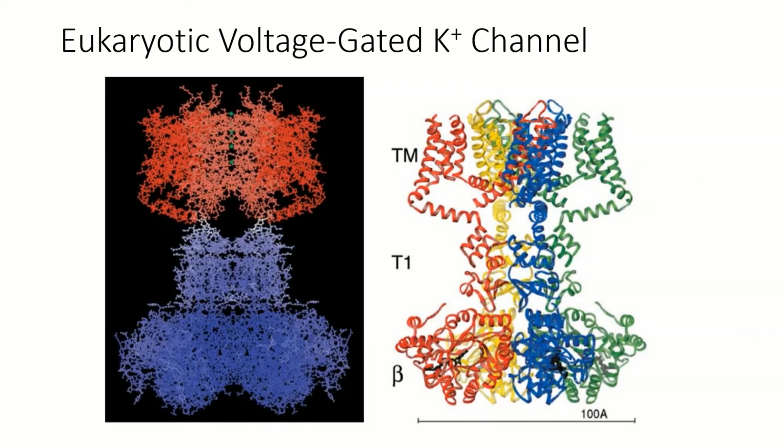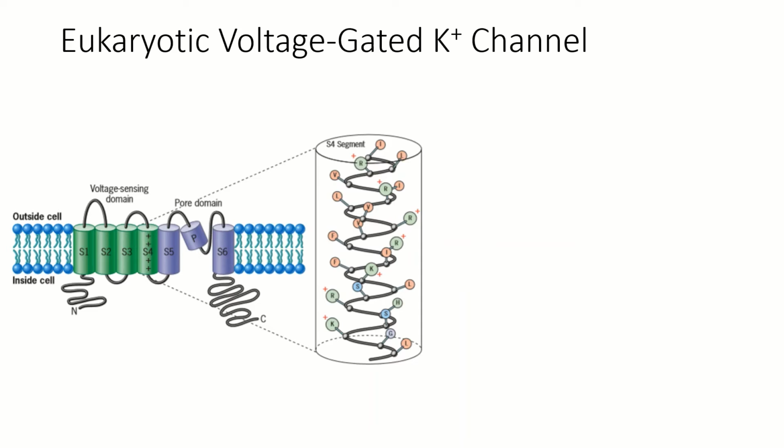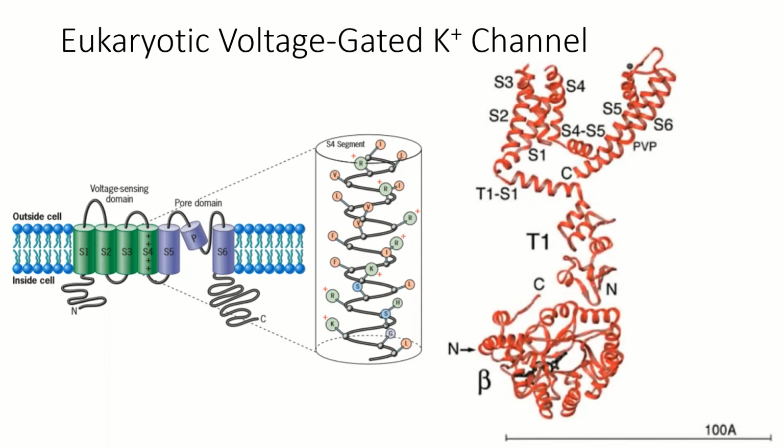So here's a ribbon model of our voltage-gated potassium channel in eukaryotes. And if you compare that to the simplified drawing, which only shows one subunit, we can actually remove one subunit, and we have this ribbon model showing the alpha helices. At first, it might be very difficult to reconcile how these two are the same. But in reality, they are actually the same.